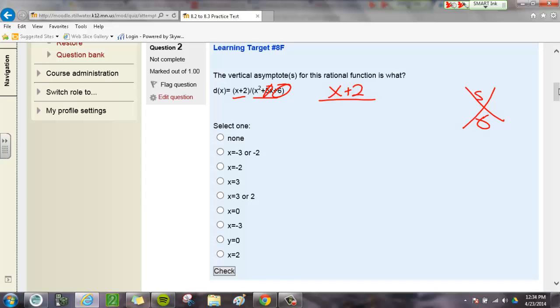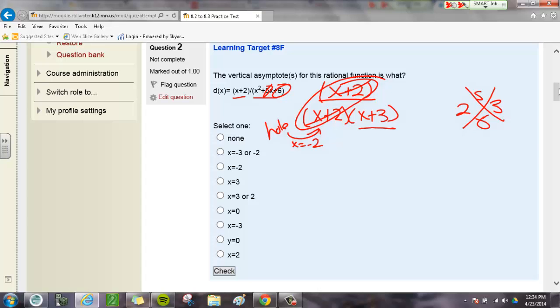So what times what is 6, that adds together to be 5? We got 2 and 3, so we have x plus 2, x plus 3. Notice the x plus 2's cancel out. So these two right here create holes. One hole. That creates a hole when x is equal to negative 2. Not a vertical asymptote. It's this right here, the x plus 3, that makes a vertical asymptote.